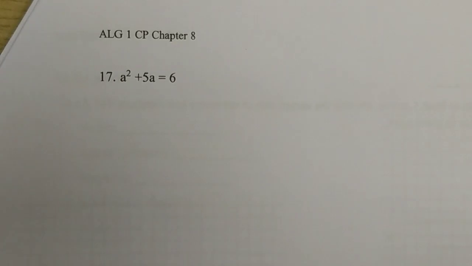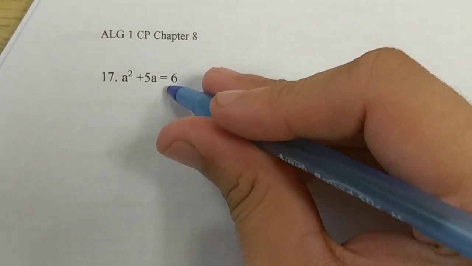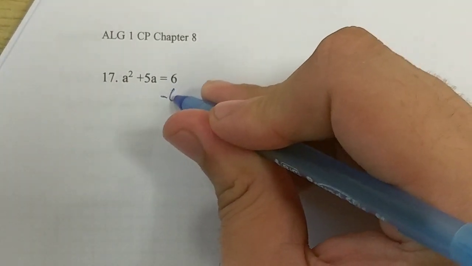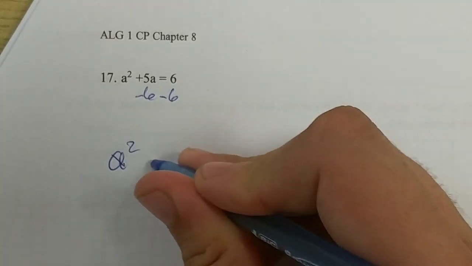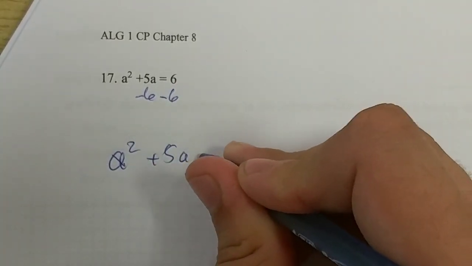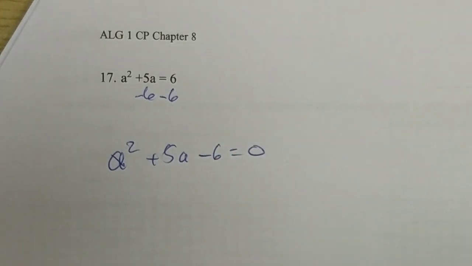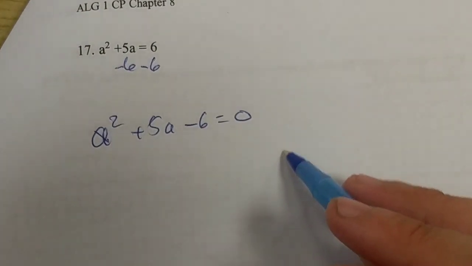All right, well, so these last ones, solve. So what they have to do here first is minus 6 minus 6. Reason is because you cannot have it equal anything but 0. So it has to equal 0.